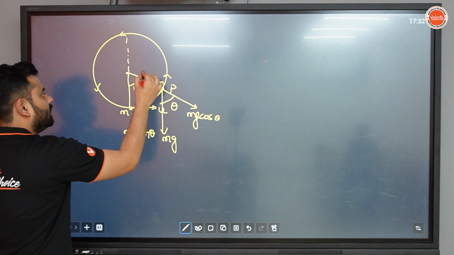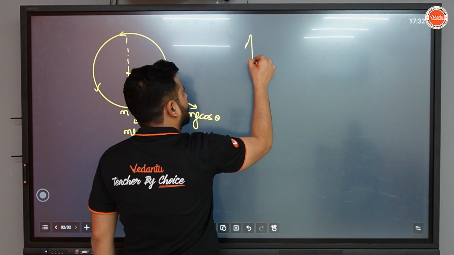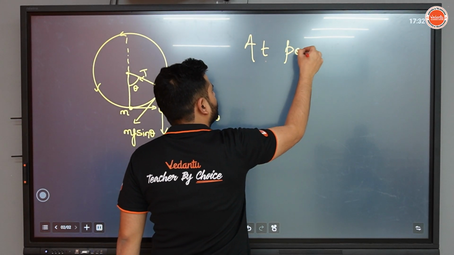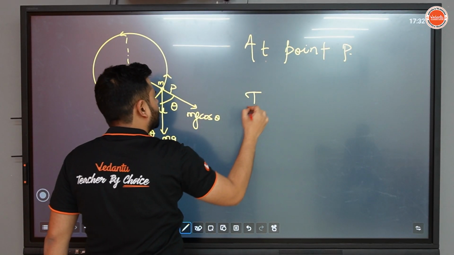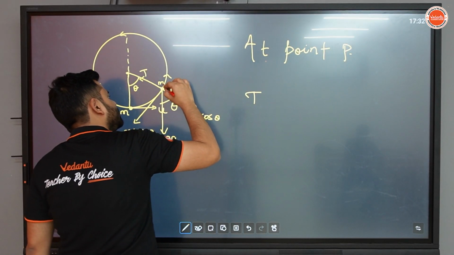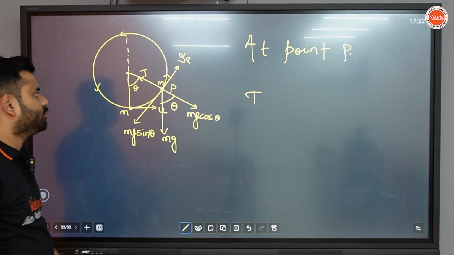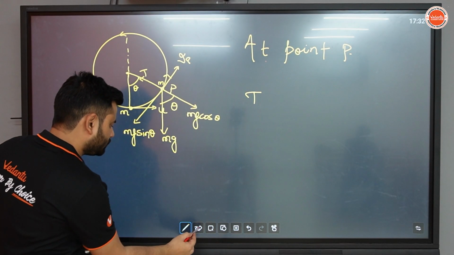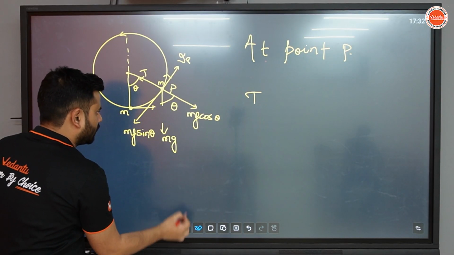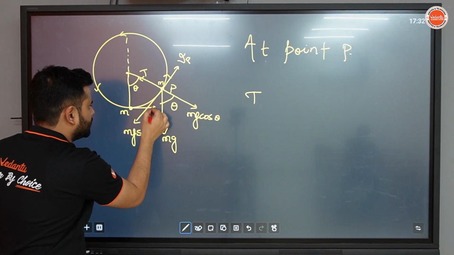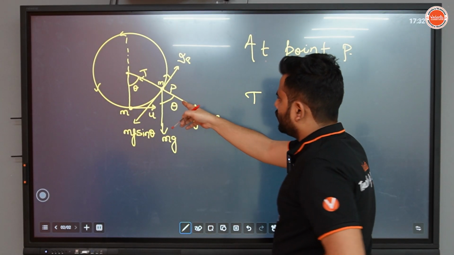If you look carefully, there will be a tension in the string. So at any arbitrary point P, we want to calculate the tension. Tension T. Let the velocity at point P be Vp. This is U. Okay. And now we want to calculate tension.